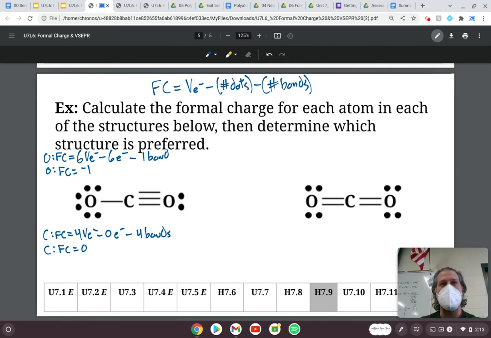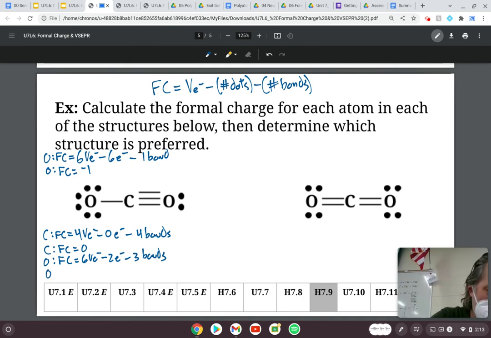Now the oxygen on the right side, formal charge of oxygen is, let's see, oxygen brings 6 valence electrons, minus the dots, which is 2 electrons, minus the bonds, which is 3 bonds. 6 minus 2 is 4, minus 3 is a plus 1, right? Yeah, plus 1. Whew. Oxygen's formal charge here is a plus 1. So here we would do negative 1 plus 0 plus 1 is equal to 0.